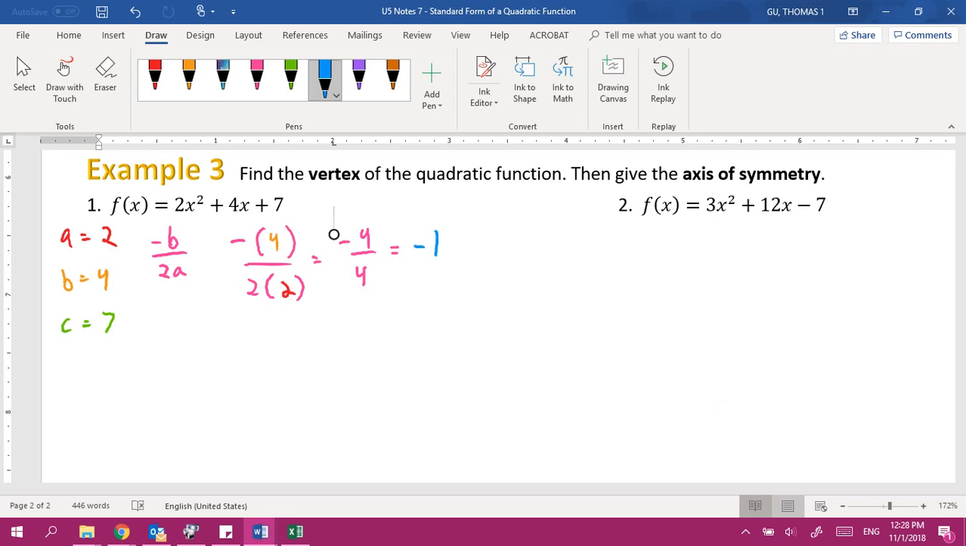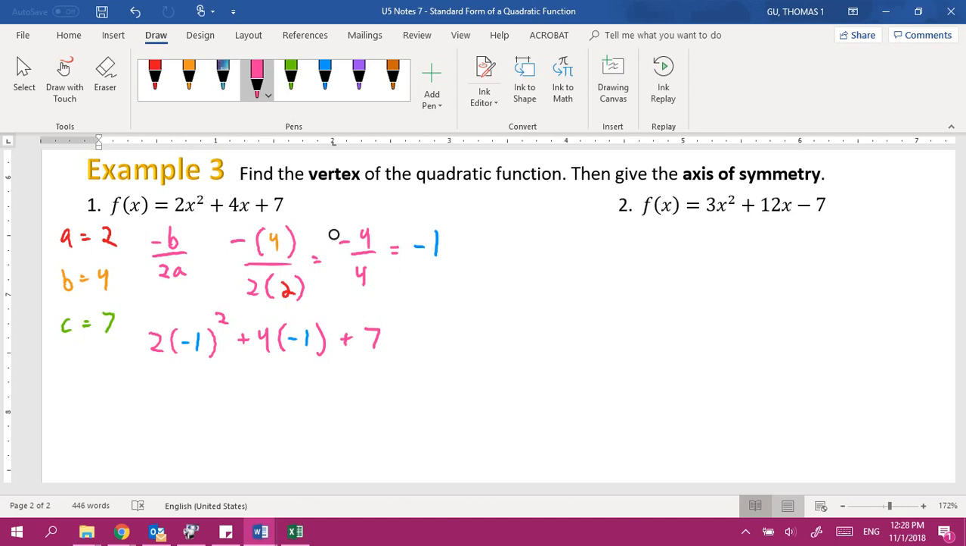And what do we do with that negative 1? Plug it into all the x's. So now our equation is going to look like what? 2 times negative 1 squared. Make sure it's in parentheses though, because we don't want to mess up the order that we do things. 2 parentheses negative 1 squared, plus 4 times negative 1, plus 7, right.